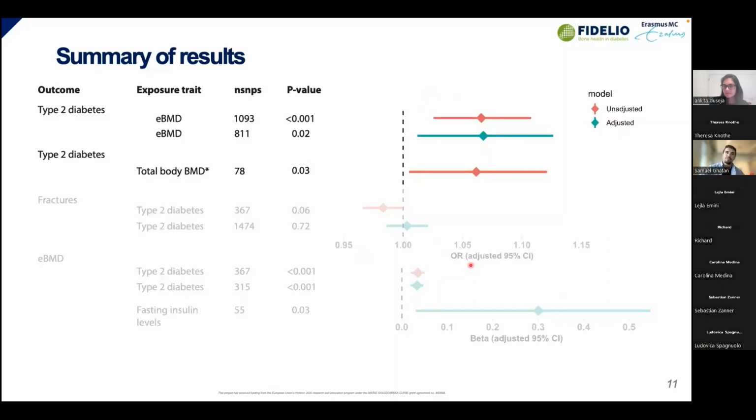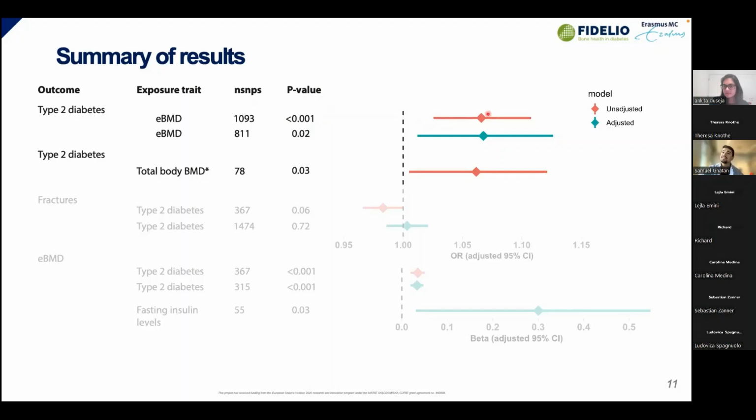So if we begin at the top, this is the effect of bone mineral density on type 2 diabetes risk. This is the number of genetic variants that are associated with bone mineral density we have here. And this is the p-value of basically what is the inverse variance weighted regression. So it's just a regression, basically, of the genetic variants. So what we see here is actually a really significant result. So this indicates that the processes that lead to increased bone mineral density also increase type 2 diabetes risk.